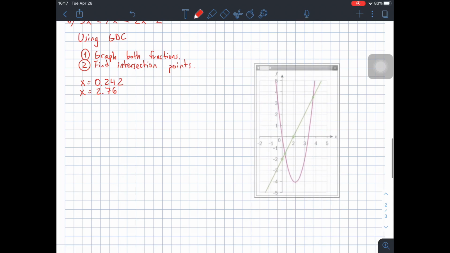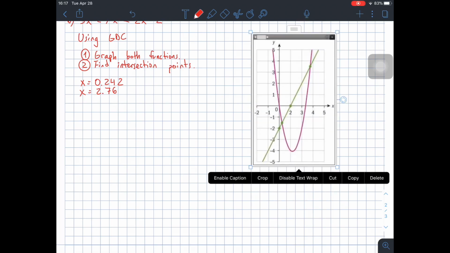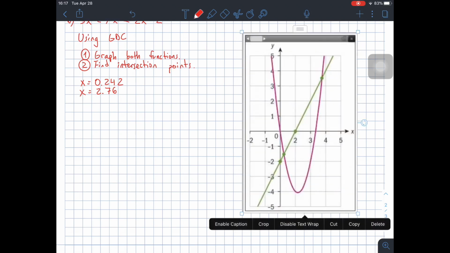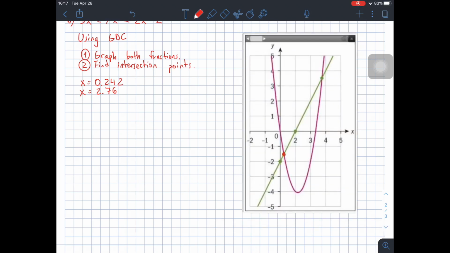Let me bring this up here. Let's make it a little bit bigger. Okay, so you see that the first intersection point occurs here, if we take the x value, this is 0.242. And the second intersection point, oh, there's a mistake here in the graph, actually. This is not correct, it should actually be 2.76, although it doesn't look like that in the graph. Remember, this is just a sketch.